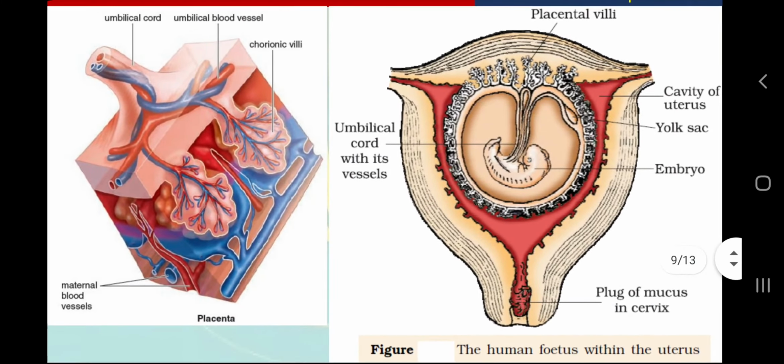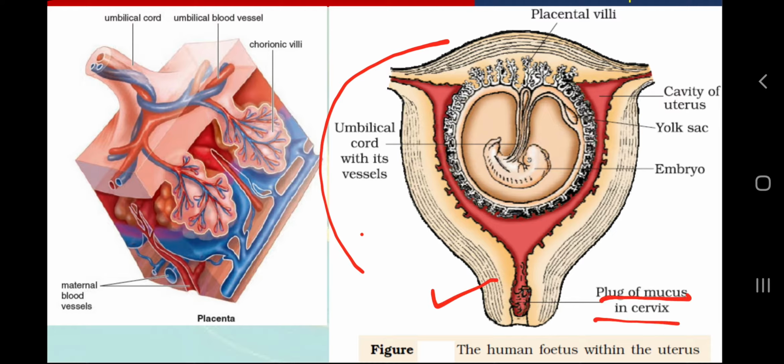Now again a diagram taken from NCERT. Here you can see the uterus, you can see the plug of mucus, because we know that pregnancy is there, so we need to protect the embryo. Then you see the embryo, yolk sac, and what I've said, chorion, amnion, allantois, yolk sac, these are some names of extra-embryonic layers. This is the developing embryo, the cavity of the uterus, and the umbilical cord.